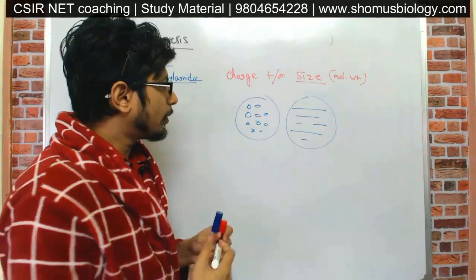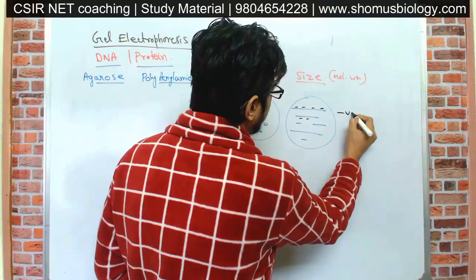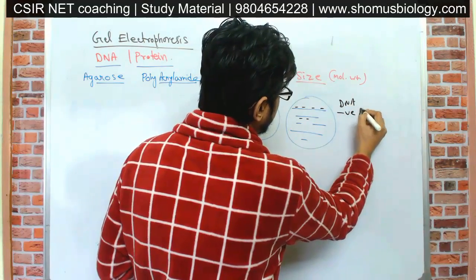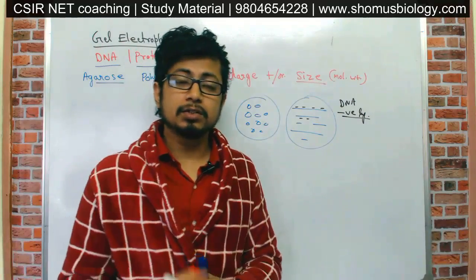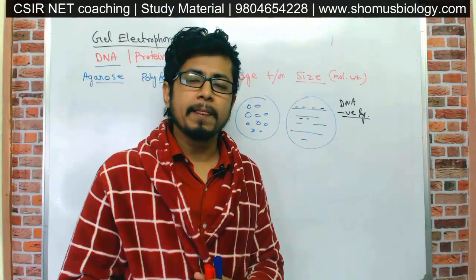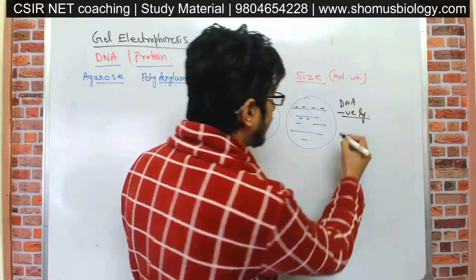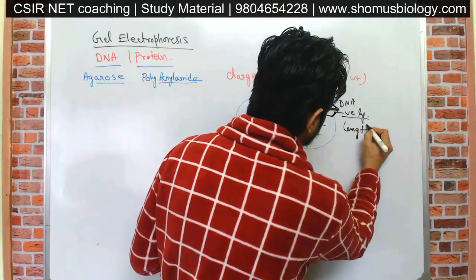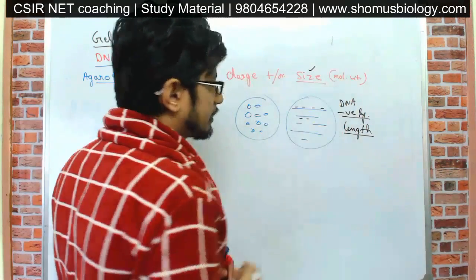Why? Because think about DNA, the backbone of DNA is negatively charged. DNA is always negatively charged. All the DNA molecules are negatively charged. So the only way we can separate DNA is based on their size, means based on their length. Okay, this is the property that we use for DNA.